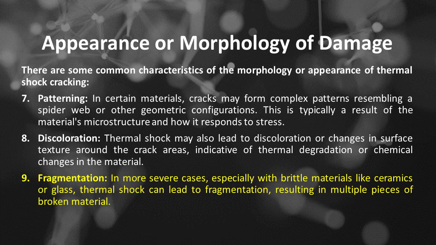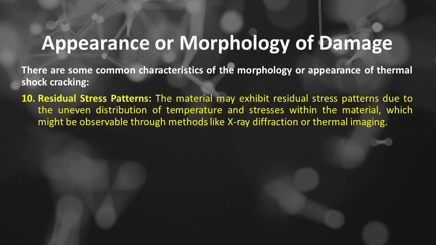Number 9 is fragmentation. In more severe cases, especially with brittle materials like ceramics or glass, thermal shock can lead to fragmentation, resulting in multiple pieces of broken material. Number 10 is residual stress patterns. The material may exhibit residual stress patterns due to the uneven distribution of temperature and stresses within the material, which might be observable through methods like X-ray diffraction or thermal imaging.